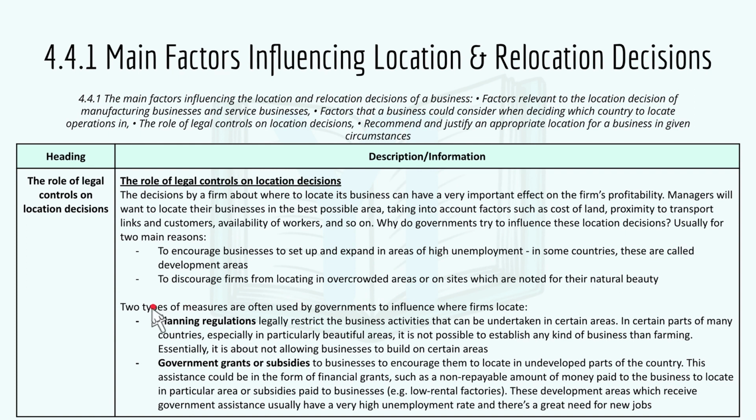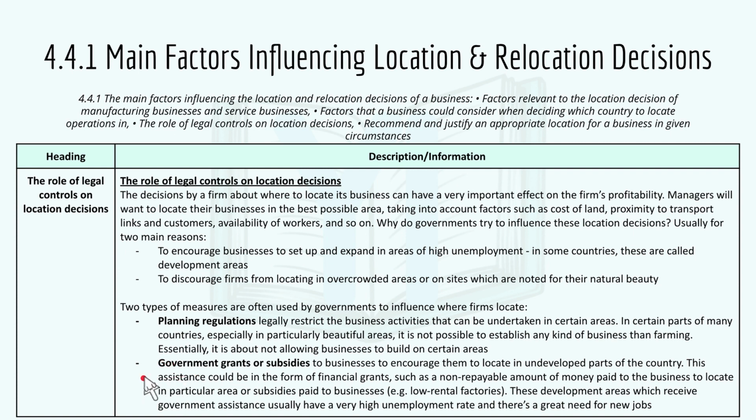And there are two types of measures often used by governments to influence where firms locate. Number one, planning regulations legally restrict the business activities that can be undertaken in certain areas. In certain parts of many countries, especially particularly beautiful areas, it is not possible to establish any kind of business other than farming. Essentially, it's about not allowing businesses to build on certain areas.